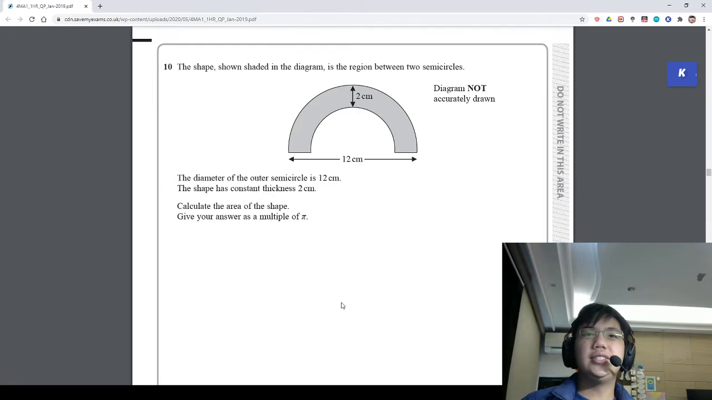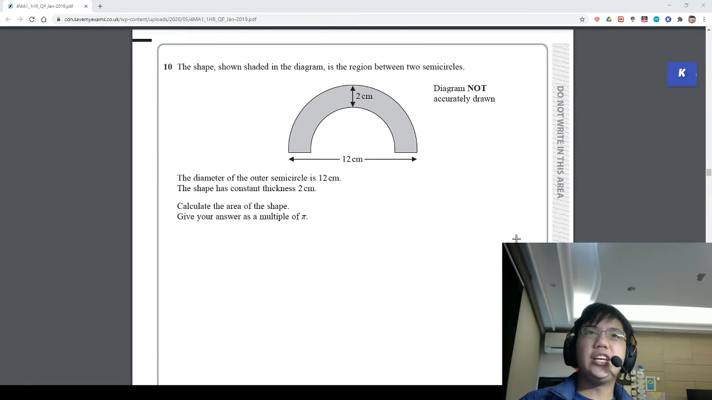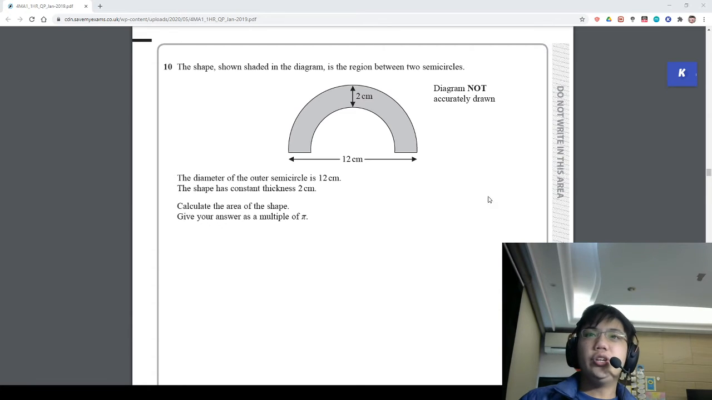So here we have question 10, another geometry question. Here we have a shape, which is a region between two semicircles, and is shaded in as shown. The diameter of the outer semicircle is 12 centimeters, while the shape has a constant thickness of 2 centimeters. Calculate the area of the shape and give your answer as a multiple of pi.